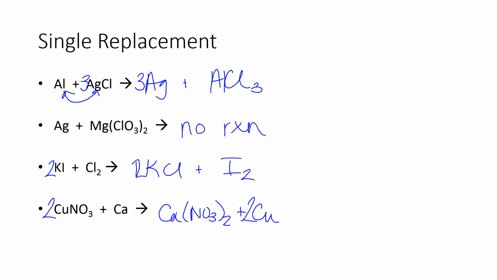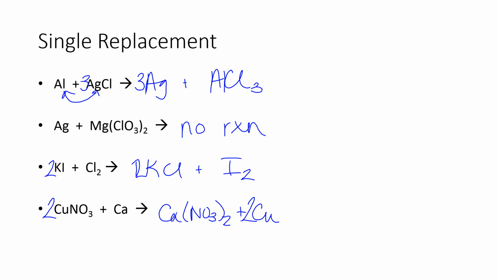So the silver will come out by itself and the aluminum will pair up with the chlorine. Do make sure to crisscross your charges. So aluminum's a +3, chlorine's a -1, so it's AlCl3. And from here, you could balance it. You can also add in your state symbols, which we'll talk about in a little bit. So balancing, we have 3 chlorines on our product side, so we need 3 on our reactant side. That gives us 3 silvers on the reactant side, so we need 3 on the product side.